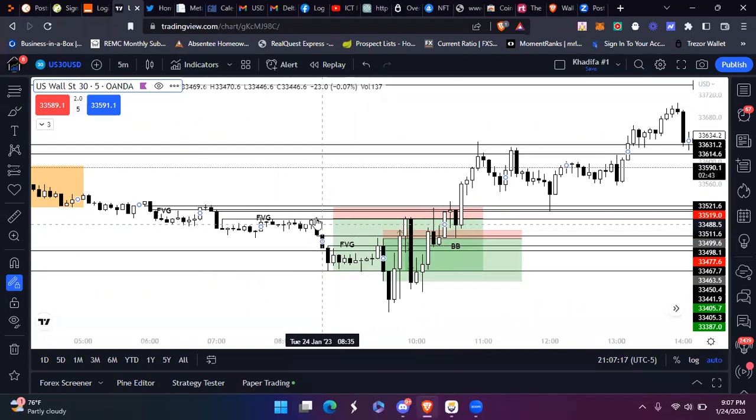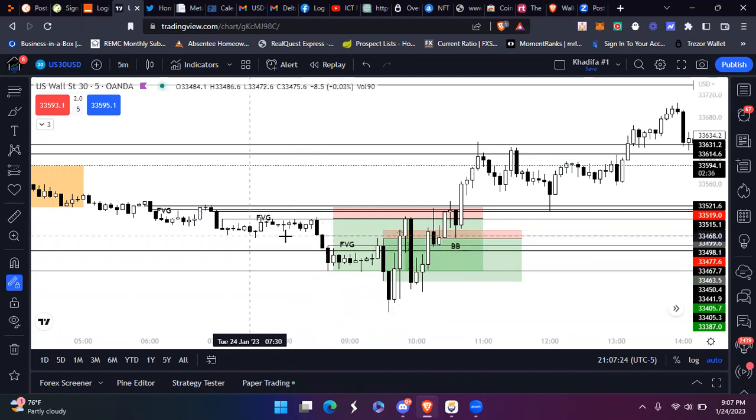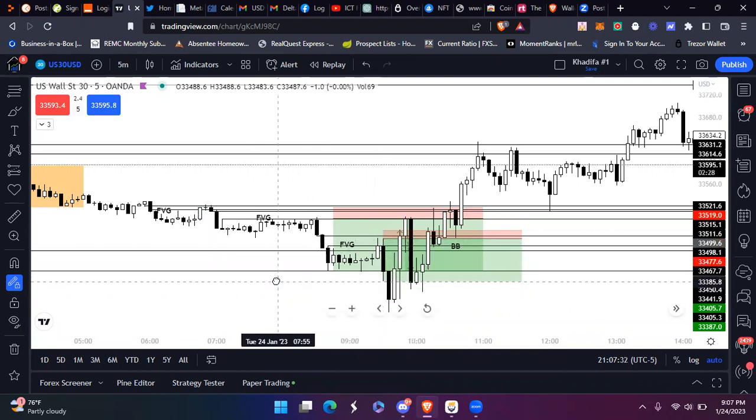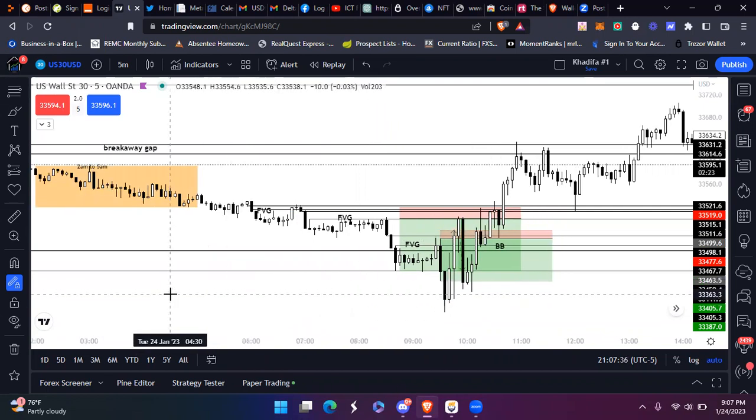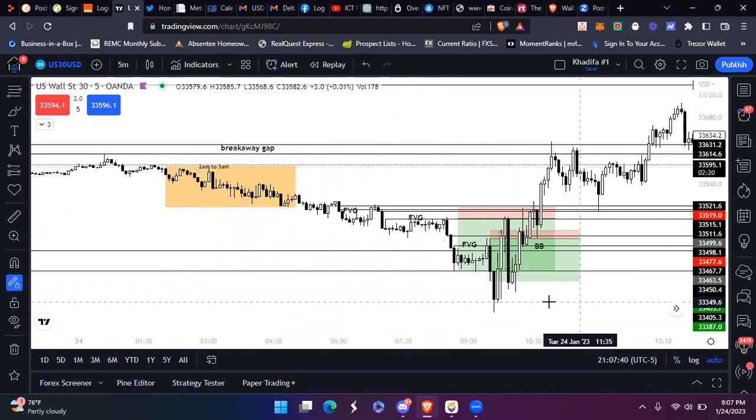And then the push down that price action gave us here, the bearish move that price action gave us here, another fair value gap was created there. So I used that as my second entry here this morning. This is my TP. And I was done for the day.